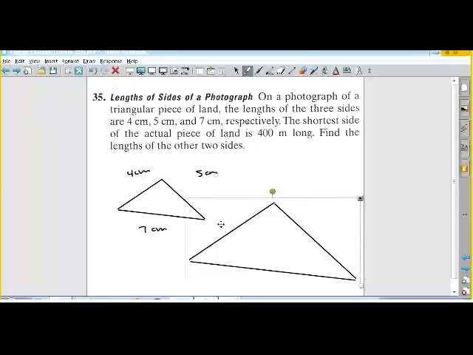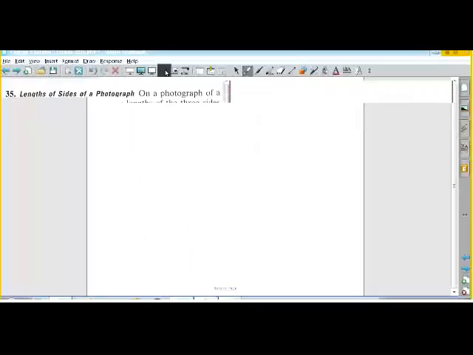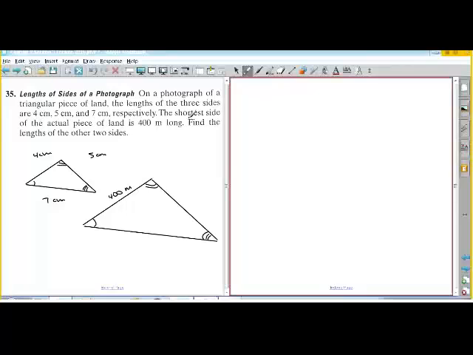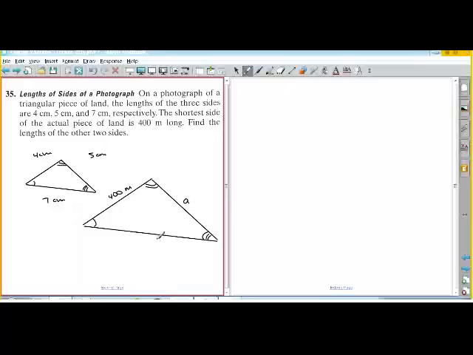So what you do is you say, well, this is the shortest side of the photograph. So the corresponding shortest side of the land is going to be that. And because all these angles are the same, this angle is the same as that, this angle is the same as that, same as that, they're similar triangles. So all I have to do is take ratios of lengths. So it says find the lengths of the other two sides. Let's call this side A and this side B.